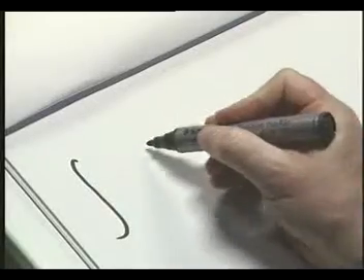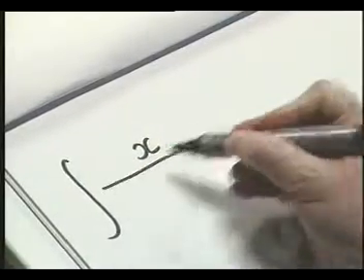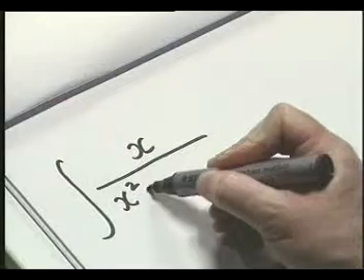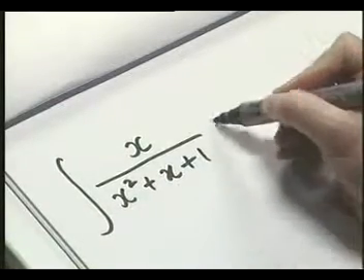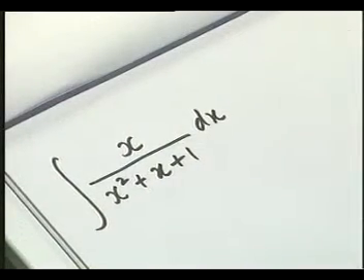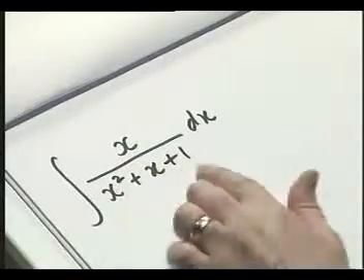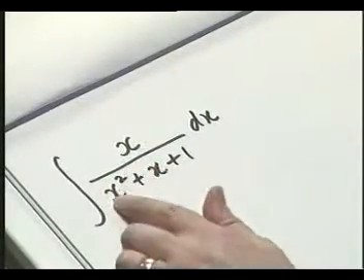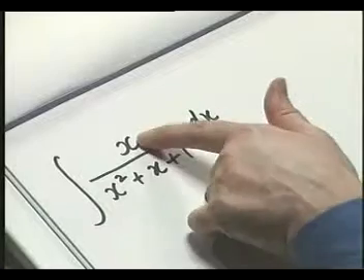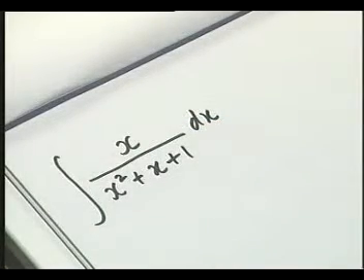Let's have a look at this example. Suppose we want to integrate x divided by x squared plus x plus 1, and we want to integrate it with respect to x. Clearly, if we differentiate the bottom line, we'll get 2x plus 1, and that's not what we have at the top. However, what we can do is introduce a 2 at the top, so we have 2x, in the following way, by a little trick.